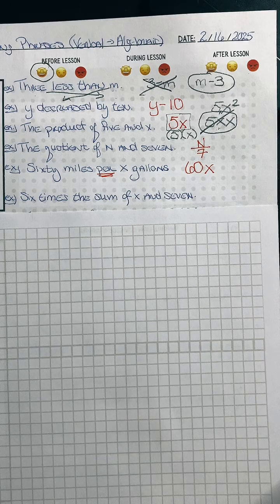But 6 times the sum of x and 7. How would you do that?